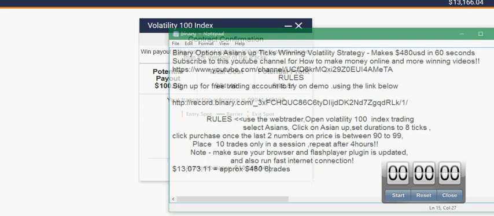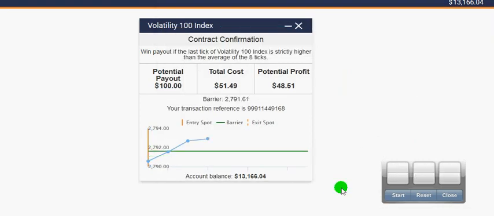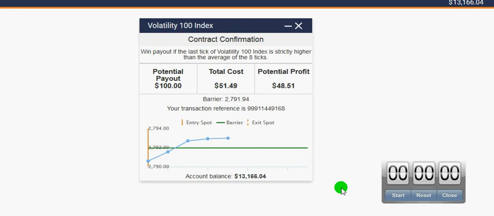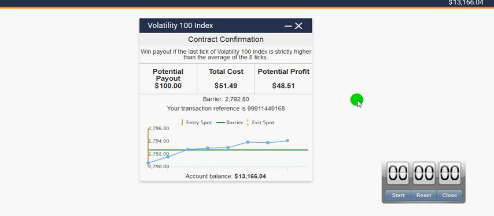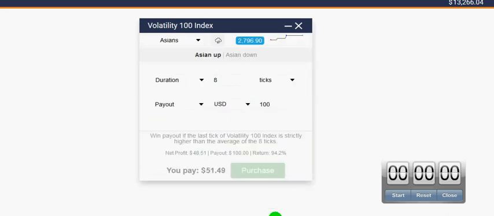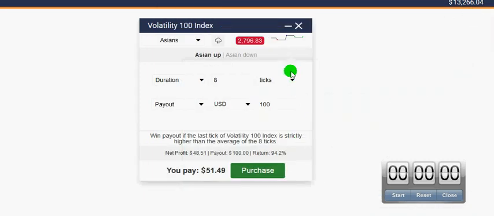So that's the 8th trade. Let's wait for the outcome of the 8th trade. Let's wait. So you can see we won the 8th trade already. So we lost just 2 trades. So we're going to place the 9th trade. After this, we place one more trade. We will now do the maths to see what we make.